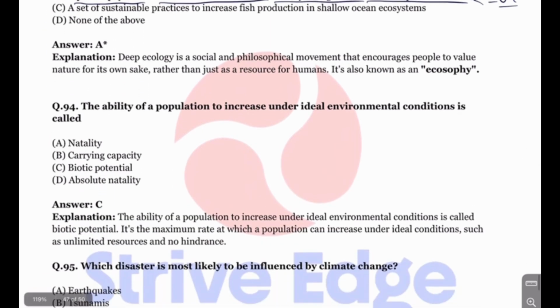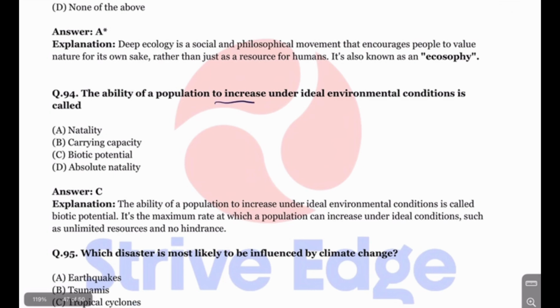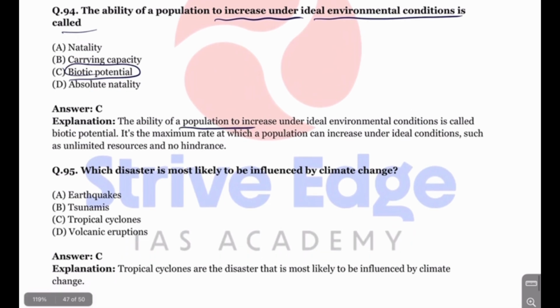So I think that is the reason option A is most appropriate. The ability of a population to increase under ideal condition is called biotic potential. It is the maximum rate at which a population can increase under ideal conditions, such as unlimited resources and no hindrance. Okay?